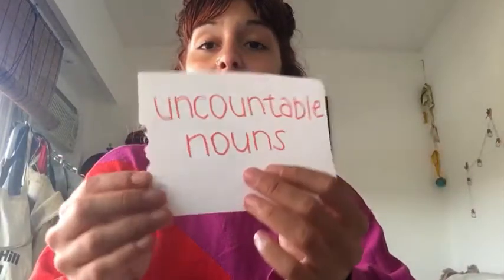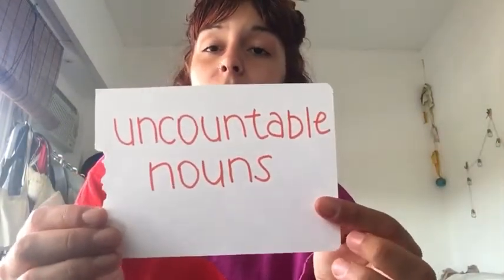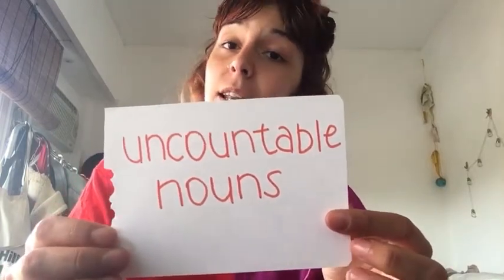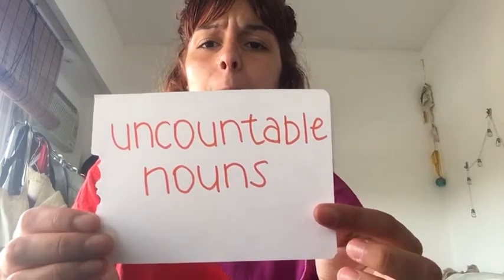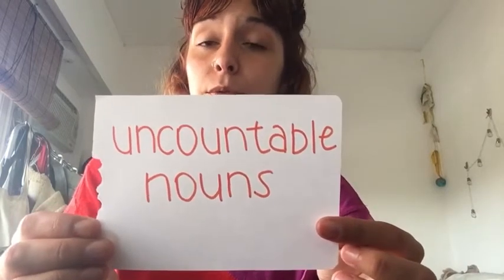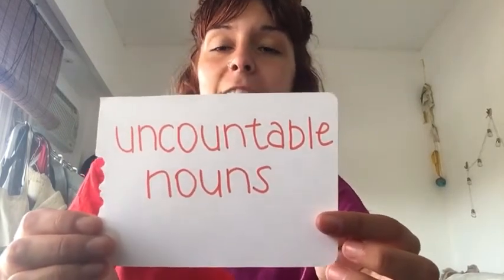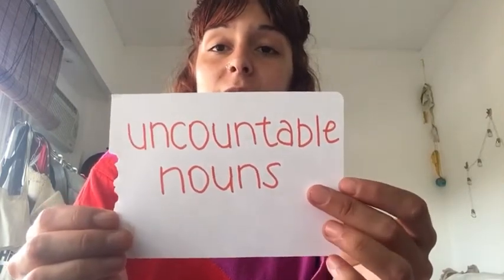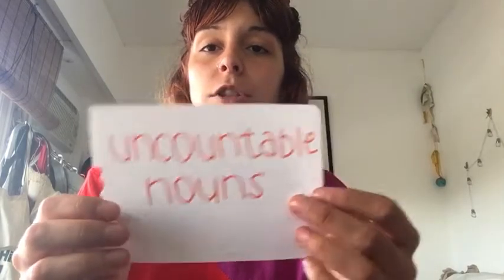Then we have uncountable nouns. When we talk about uncountable nouns in English, we are talking about those things we cannot count, such as liquids. Sometimes we talk about some types of food that we can't count. And the important thing about these nouns is that they don't have a singular or a plural. Take the word coffee, for example, which is an uncountable noun. I can't say I want a coffee or I want two coffees. The plural form coffees doesn't exist because I cannot count it.